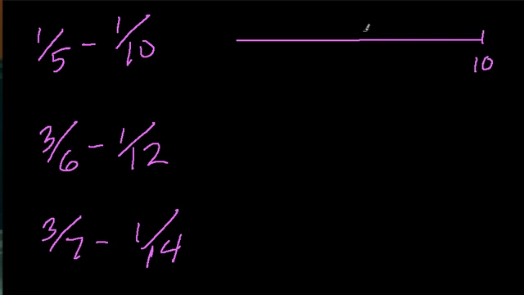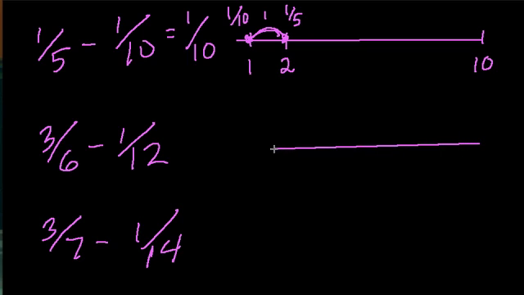A fifth of 10 is just 2. That's 1/5. And the reason there is that 5 goes into 10 twice. So the 1/5 of 10 is 2. 1/10 of 10 is just 1. And we're subtracting, so really we're looking at this distance right here. And that's a distance of 1. So our answer can be a distance of 1 out of 10. That's our scale. And we can use this to solve each of these fractions.